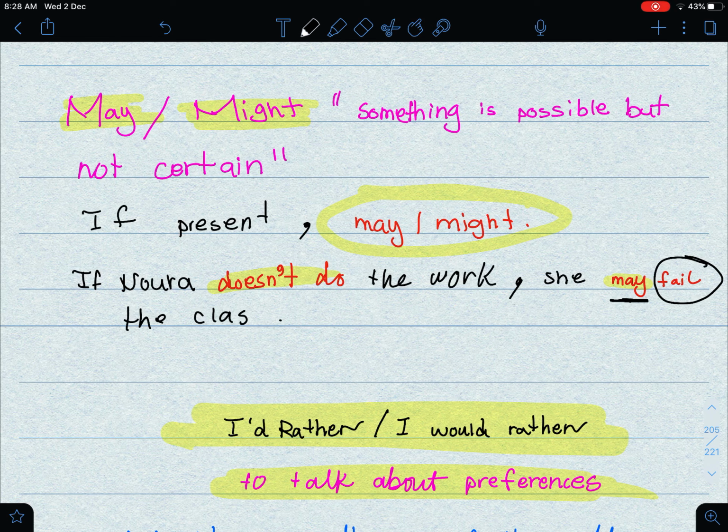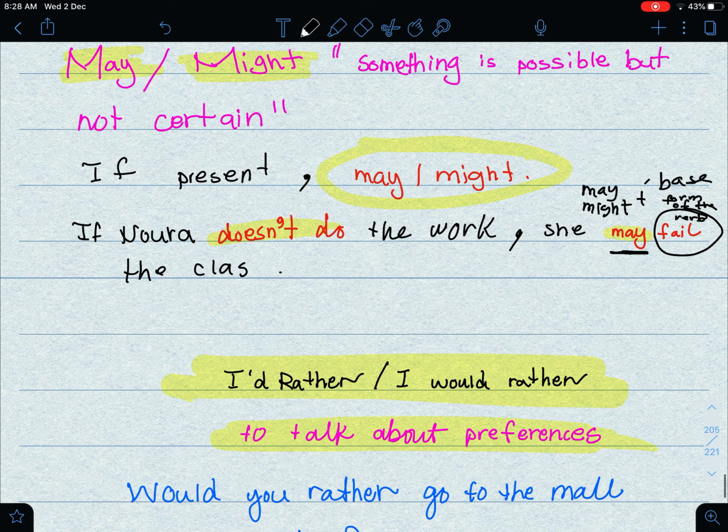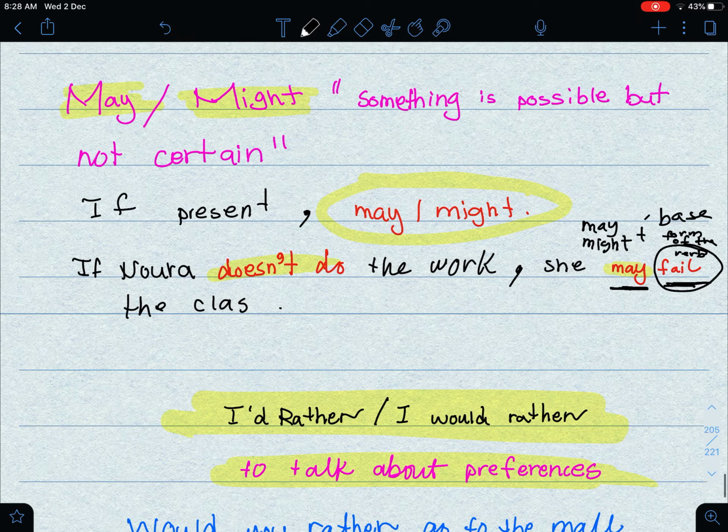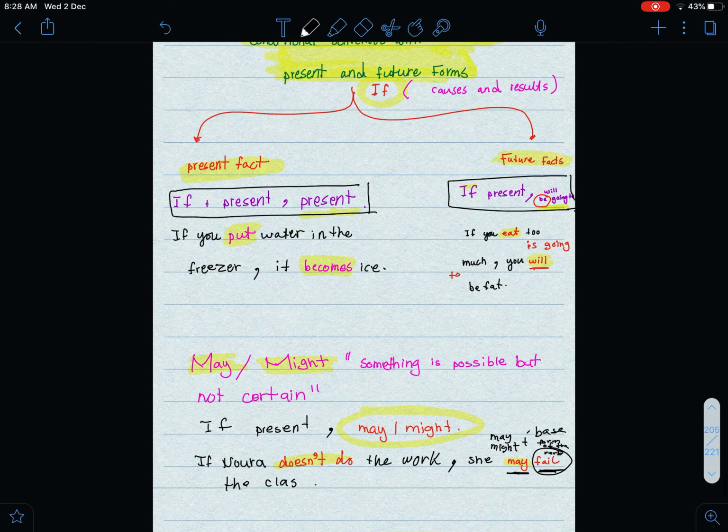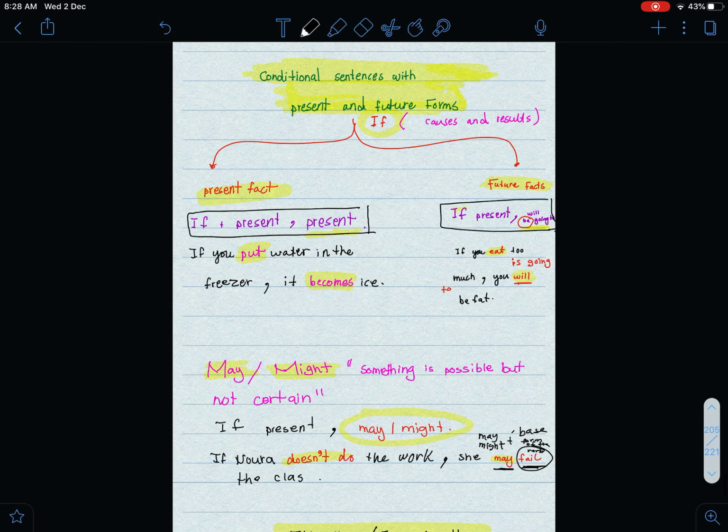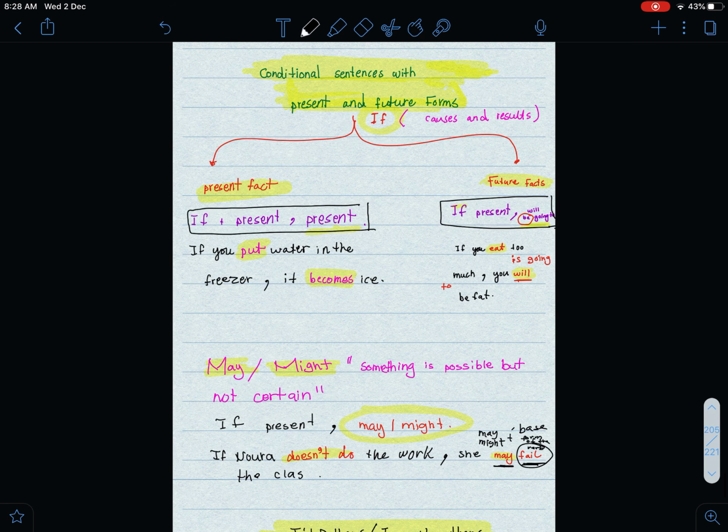طبعا I wanna say something that after may or might the verb يجي في base form, no ending. Okay, so either may or might. طبعا لأنها ممكن احتمالية حدوث الشيء ممكنة. بعدها يجي base form of the verb. This is something that I thought I should tell you about. Okay, so again may or might والفعل يجي بدون أي إضافات. Okay, so this is regarding conditional sentences.